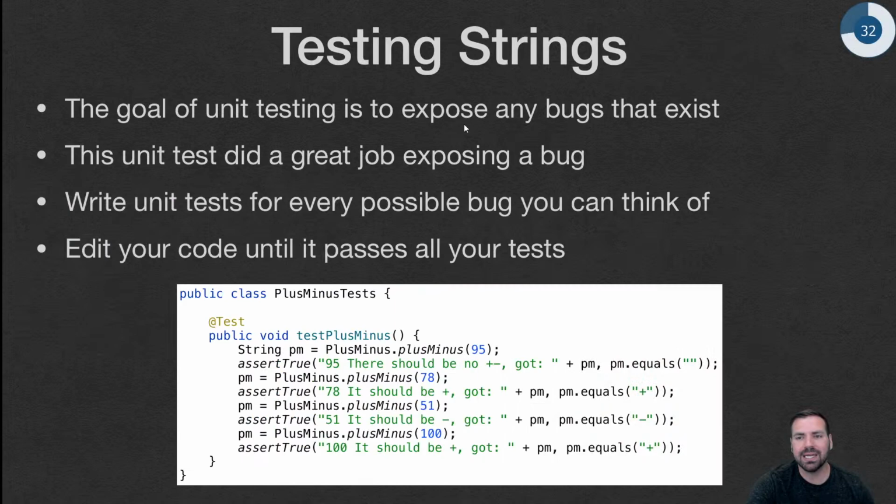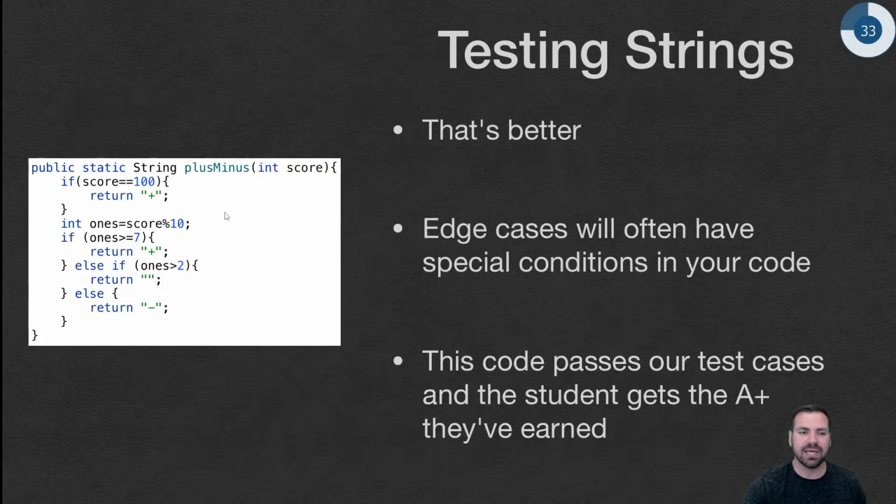So when we're writing tests, we're trying to expose any bugs that might be out there. And this test case is going to expose the bug and give us clues as to how we're going to go and fix that bug. So we know on 100 we're getting minus. We can trace through our code and say, why would our code be giving minus? And then say, oh yeah, it does. And then go in there and fix the bug, run our test again to make sure we didn't break anything else.